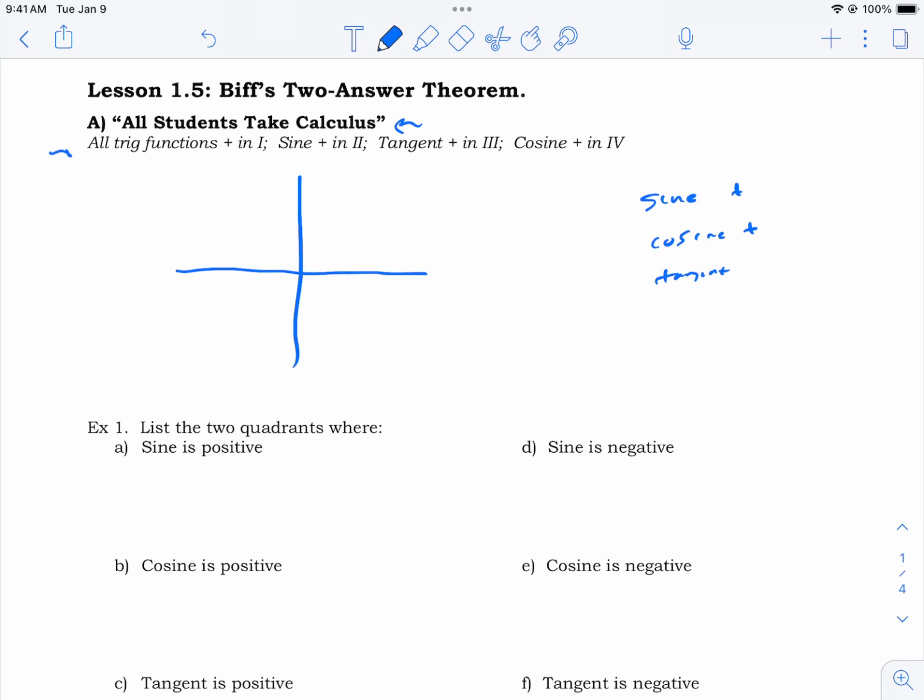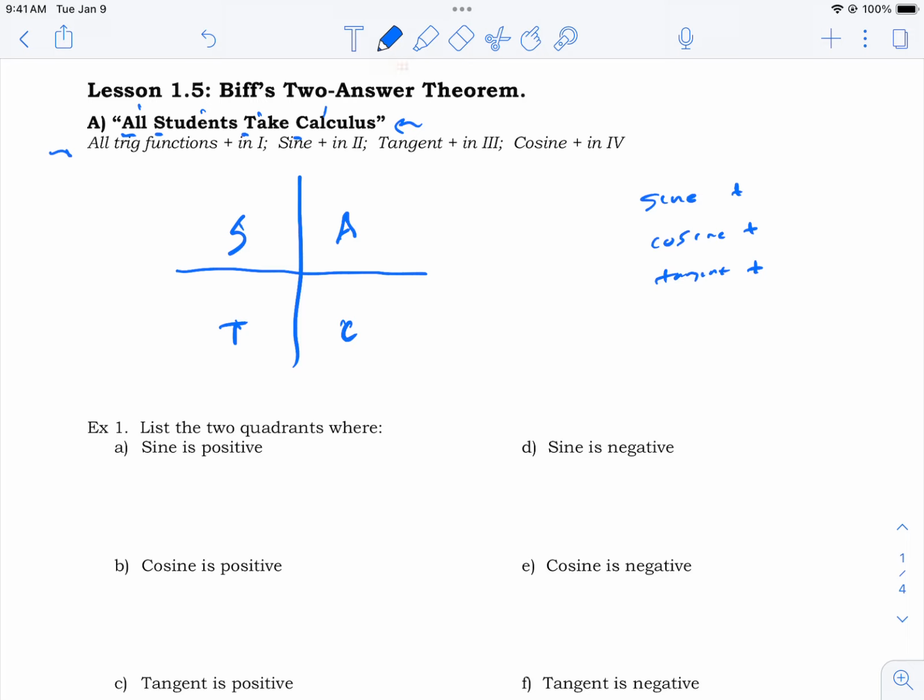if you know that the sine is positive, or maybe you know that the cosine is positive, or maybe you know that the tangent is positive. If you know the sine is positive, you know you're in one of two quadrants. If you know the cosine is positive, you're in one of two quadrants. If you know the tangent is positive, you're in one of two quadrants. Which quadrants? Well, that's what this all students take calculus thing does for us. By the way, this four-word phrase, all students take calculus, you say to yourself as you rotate through. All students take calculus, like this.